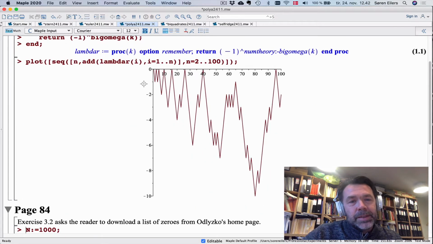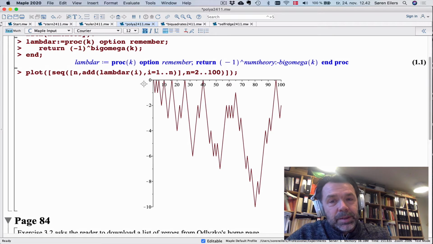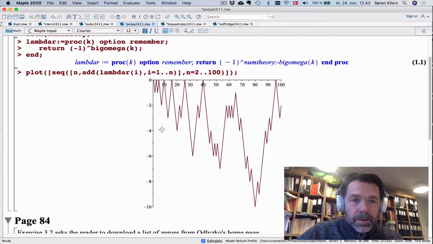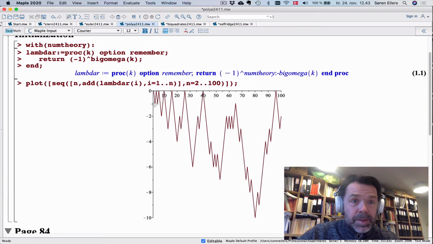Let me just remind you what it is and show you what it looks like in Maple. The idea is that you run through all the integers, and suppose I have a fixed integer like 100. I compute the value lambda of i for all i's between 1 and 100, and I add all these numbers up. What is lambda? Lambda is minus 1 if we have an odd number of factors in an integer, and it's plus 1 if we have an even number of factors in the prime factorization counted with multiplicity.